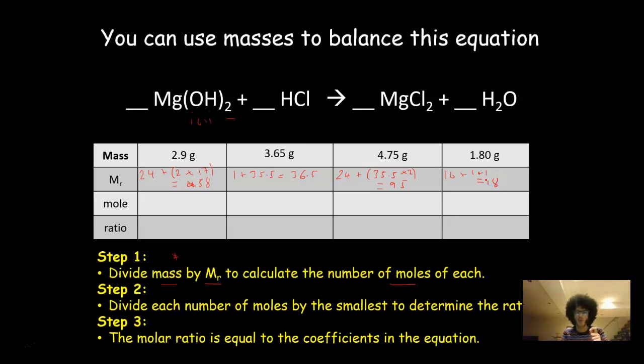And notice I've shown my working for Mr. It's amazing how many students skip showing the working for Mr, and then they lose loads of marks for the rest of it because they didn't double check their answer and they didn't show their working to get the marks there too. Now for moles, it's mass divided by Mr, so it's 2.9 divided by 58, and if I put it in my calculator, that gives me 0.05.